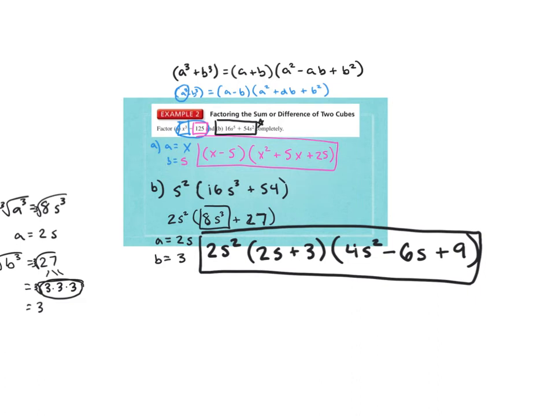So anytime we see two perfect cubes that are being added or subtracted, we just find our a and our b and plug it into the formula. Just remember, there's a different formula for the sum of cubes and a different formula for the difference of cubes.